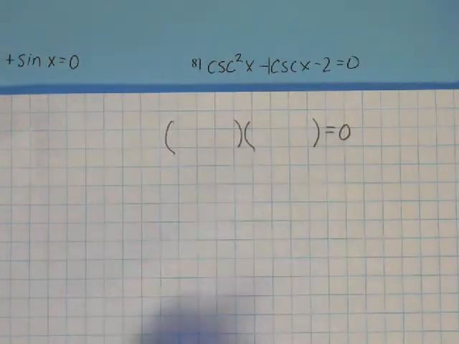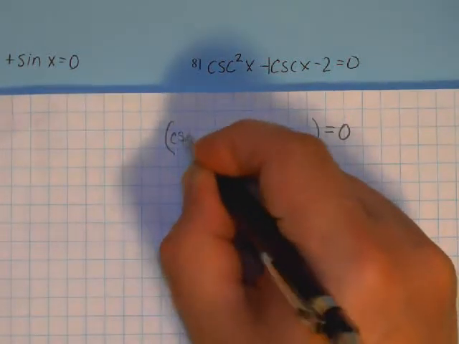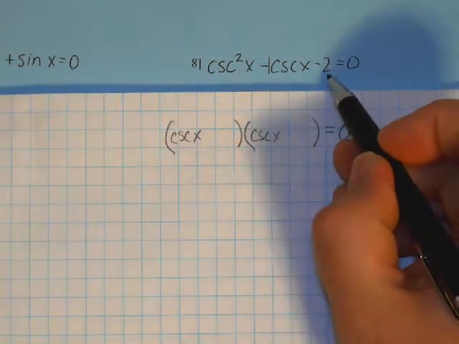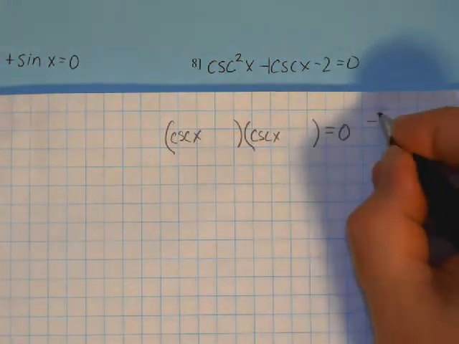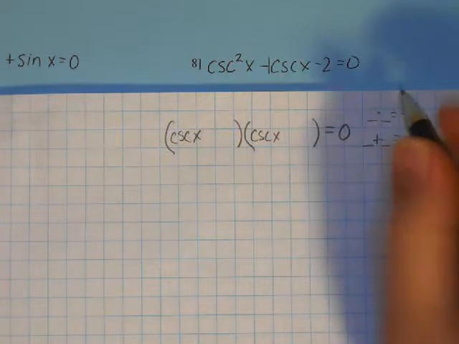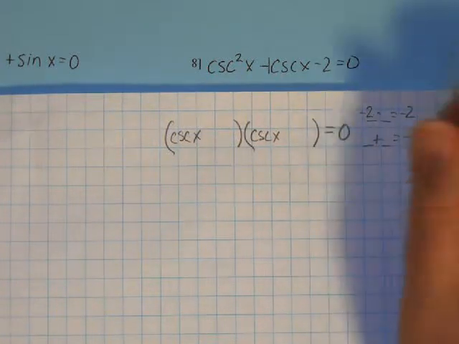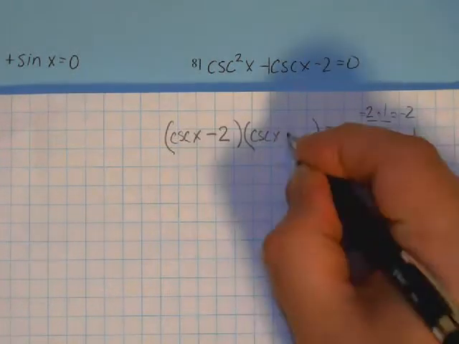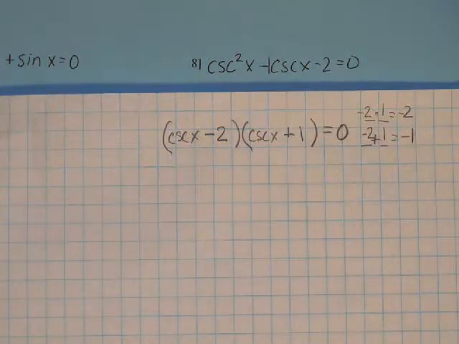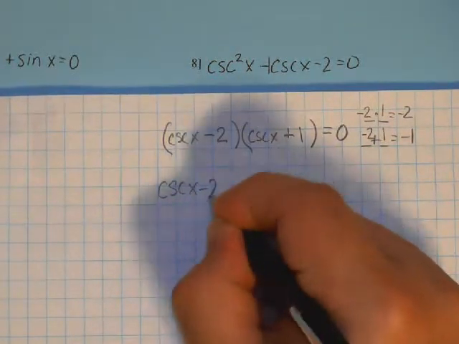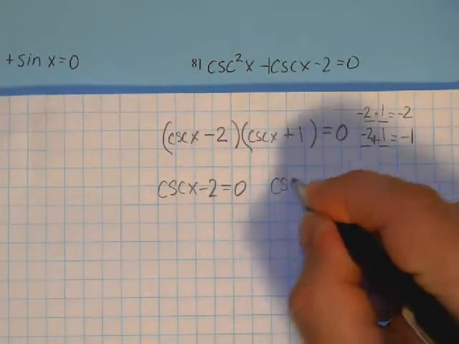Remember, this is just like negative 1 cosecant x. So can we find two numbers that multiply to negative 2 and add up to negative 1? Well, I'm getting negative 2 and positive 1. Now we can set each factor equal to 0.